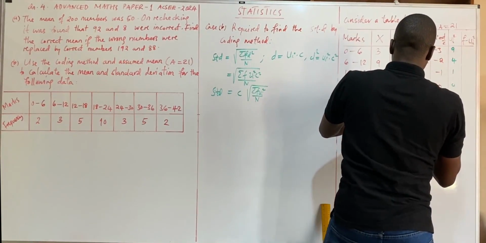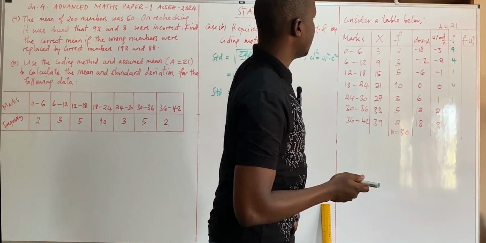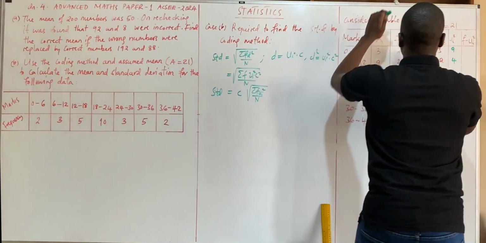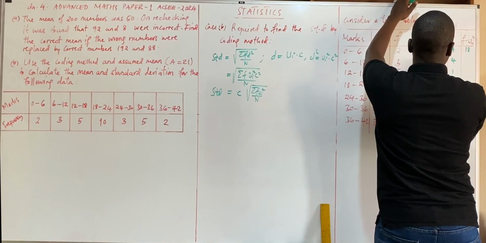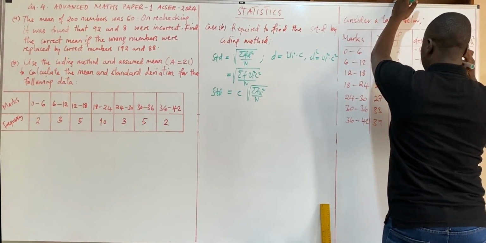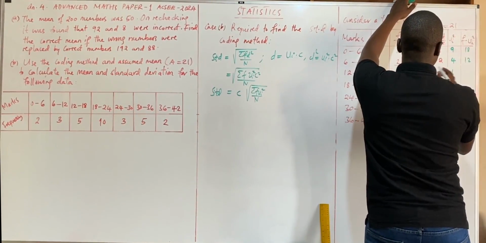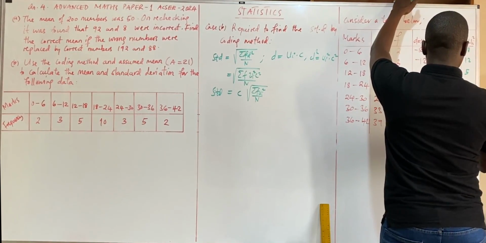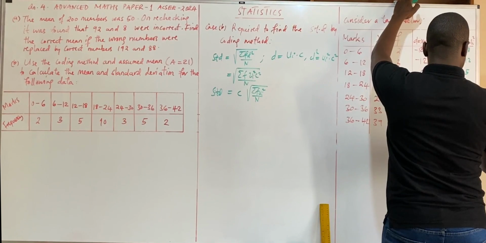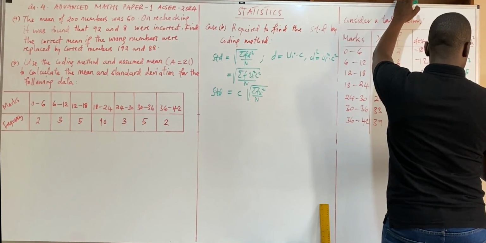Now the product of frequency and that ui squared. Here it is 2 times 9, we get 18. 3 times 4 is 12. 5 times 1, we get 5. 10 times 0, we get 0. 3 times 1 is 3. 5 times 4 is 20. And 2 times 9 is 18.